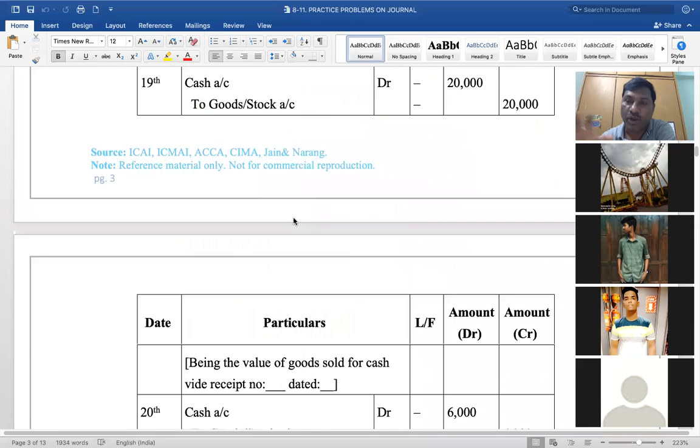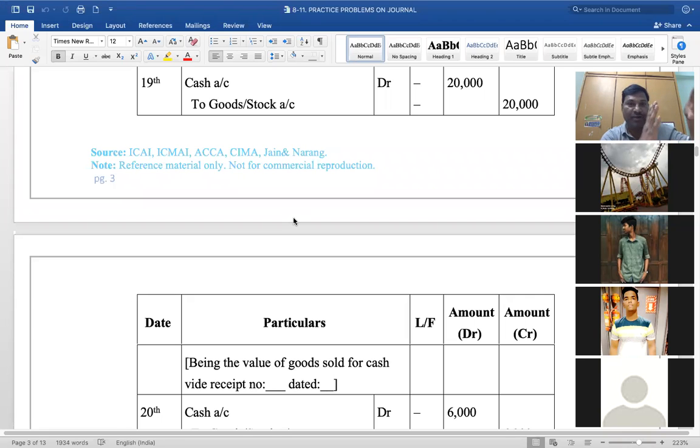Now, what we're doing today in this class is we are going to take the second step of accounting. What was the first step? First of all, what is the definition of accounting? Accounting is the art of recording, classifying, and it goes on. So the art of recording is over.